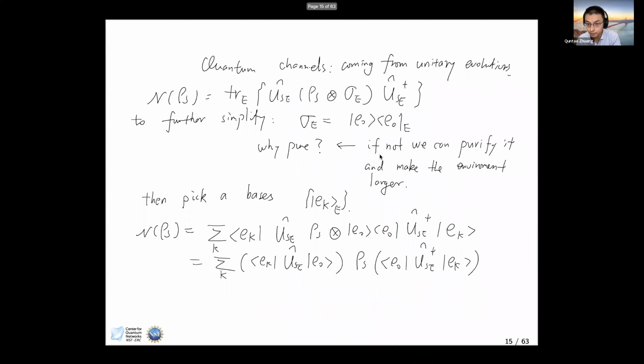What's special about E0? Well, nothing. Just nothing special about E0. You can pick any pure state to do this. If you pick a different E0, depending on what state you pick, you might end up with a different channel. That's what we say. But in a general description, you can pick different states. Later, we will see some examples.